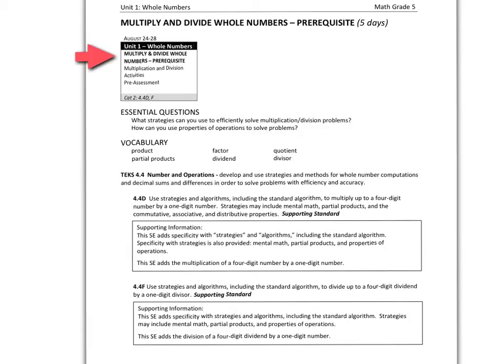If you look at the SAS box for the first week of school, it tells you the unit, and then it tells you the concepts that are going to be covered, so multiply and divide whole number prerequisite, and then it lists what's happening. So multiplication and division activities and the pre-assessment. If you look down at the bottom, you will notice that it's category 2 and that the TEKS that we're covering this week are actually 4th grade TEKS.